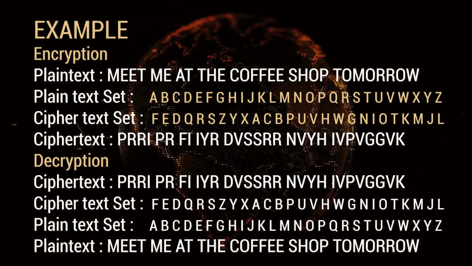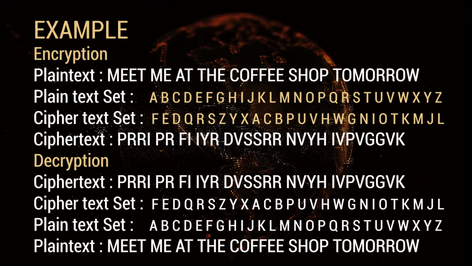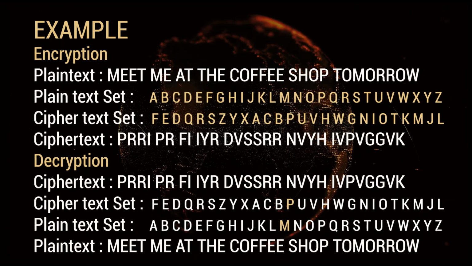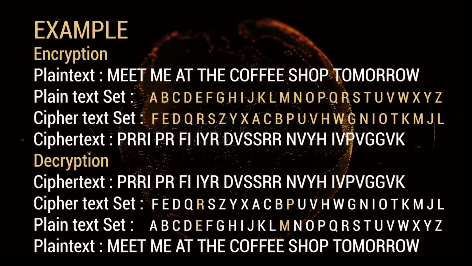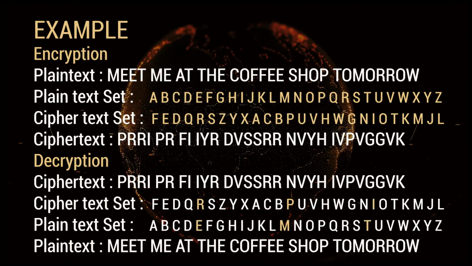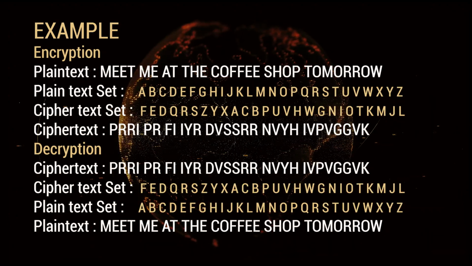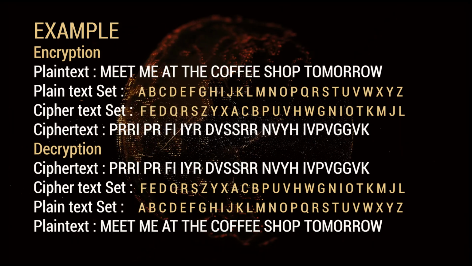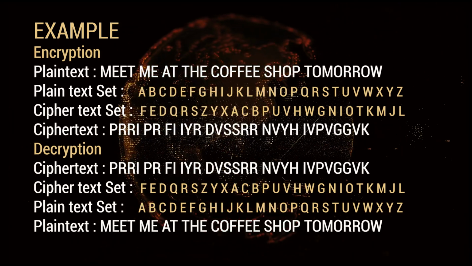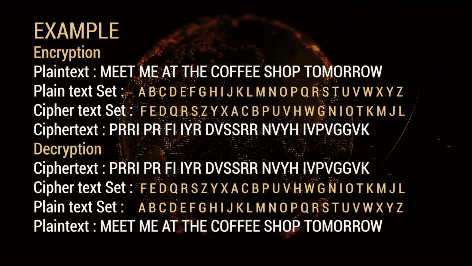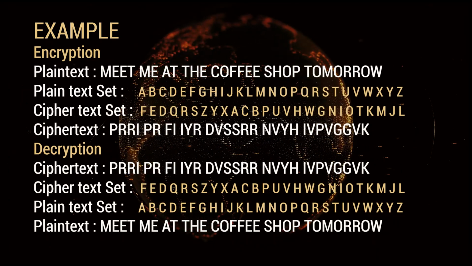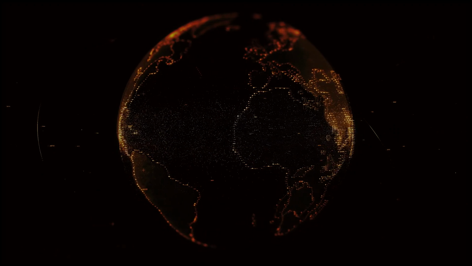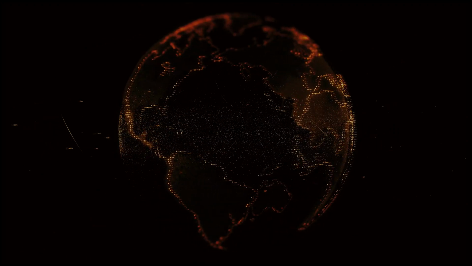Similarly, for decryption, we just need to substitute the cipher alphabets with the plain alphabets. P will become M, R will become E, I will become T, and so on. We will eventually get our plaintext back as "Meet me at the coffee shop." So this was a general overview of the monoalphabetic cipher encryption and decryption. Now I'm going to show you the implementation of this cipher, and then I will come to the cryptanalysis.